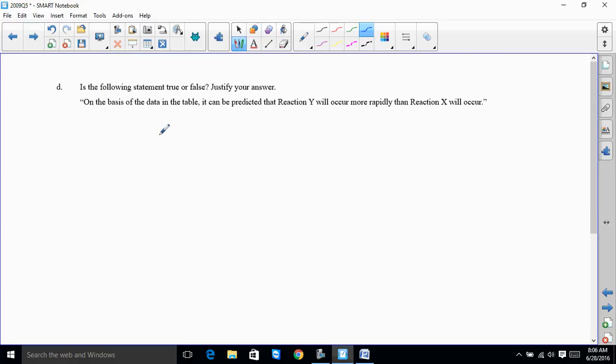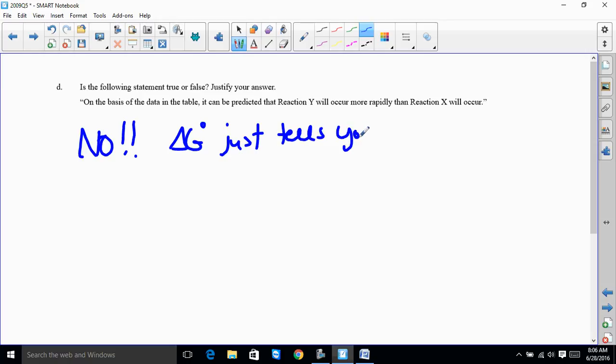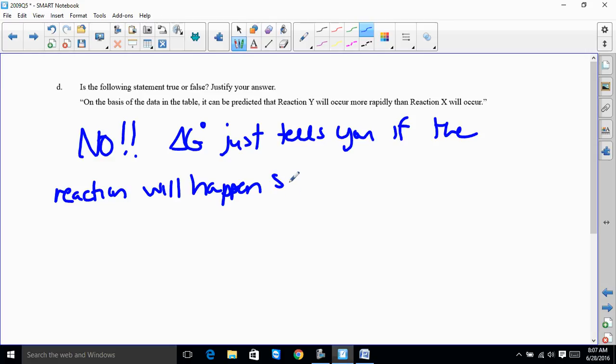All right, cool. That's kind of a tough question. On the basis of the data in the table, can it be predicted that Y will occur more rapidly than X? No. Delta G just tells you if the reaction will happen spontaneously.